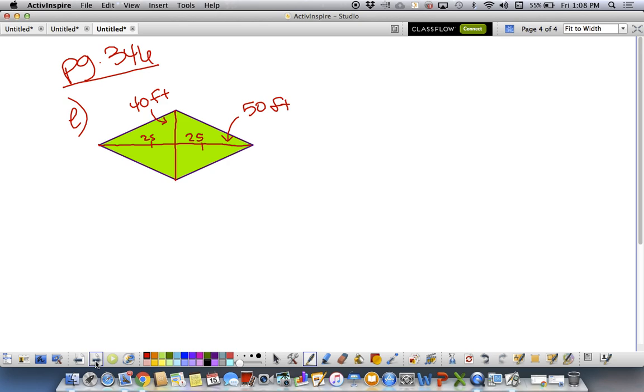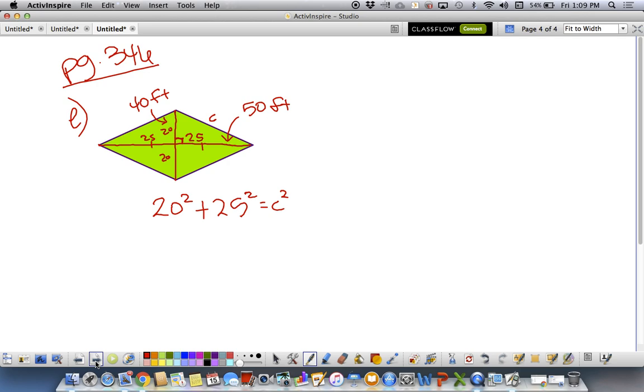Are you going to divide 40 into a 20 and a 20? We know it's a rhombus, so therefore this is a right angle. So can you find the hypotenuse? Yes, you can. So you have what? 20 squared plus 25 squared equals c squared.